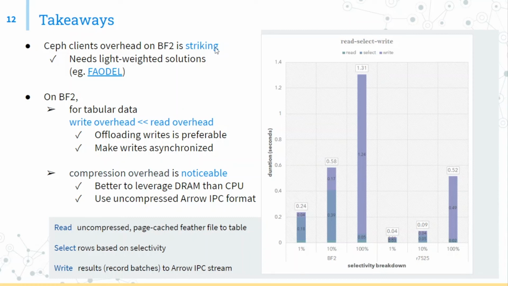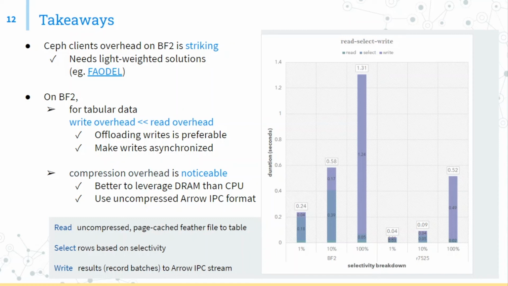Third, since we see compression incurs significant overhead, it is better to leverage DRAM than the CPU of the card for offloaded operations. Therefore, the uncompressed Arrow IPC format is an ideal format to work on the card.